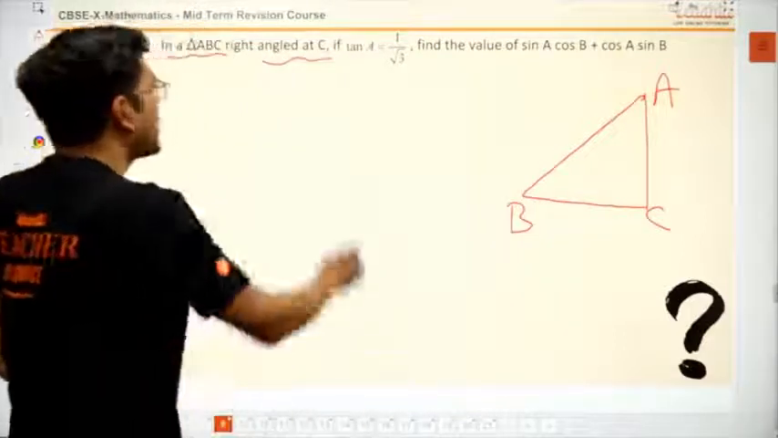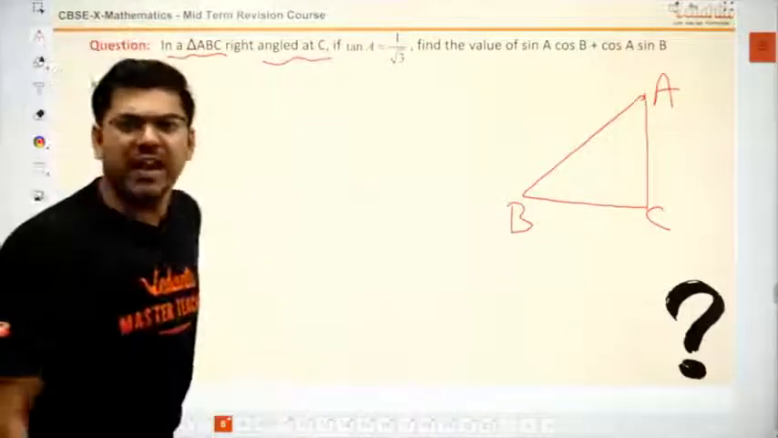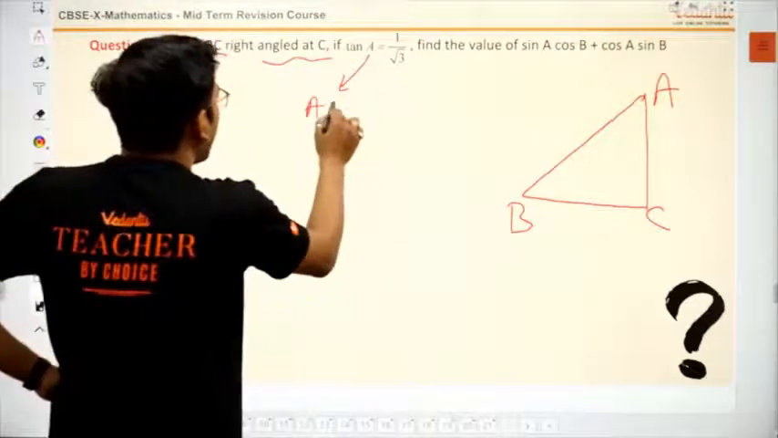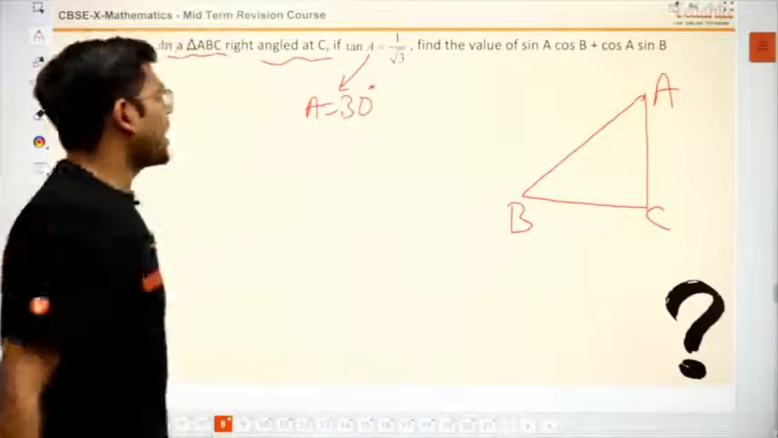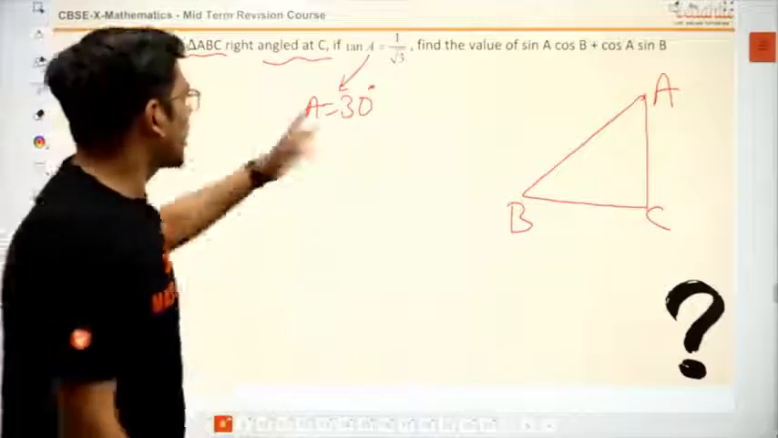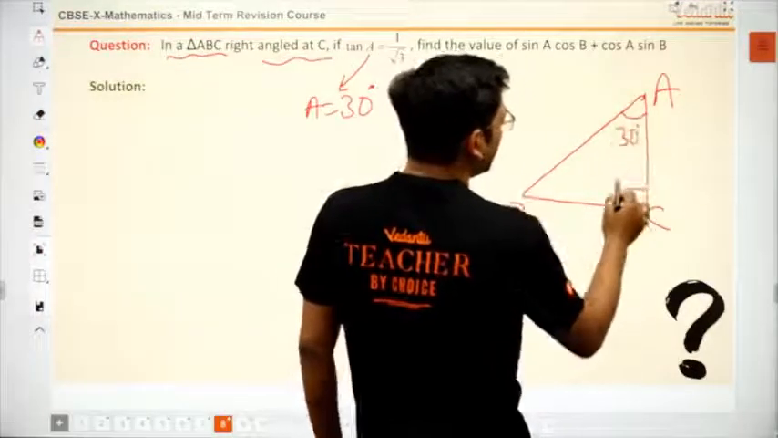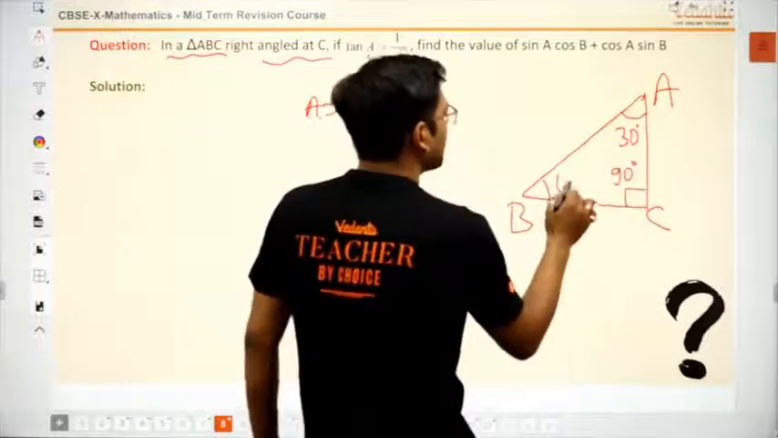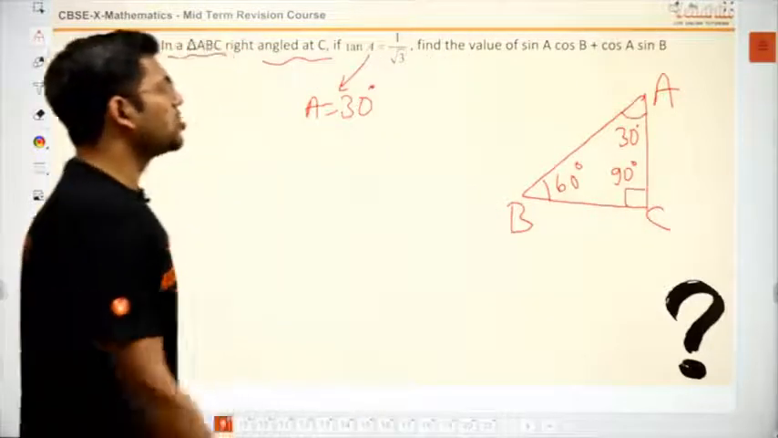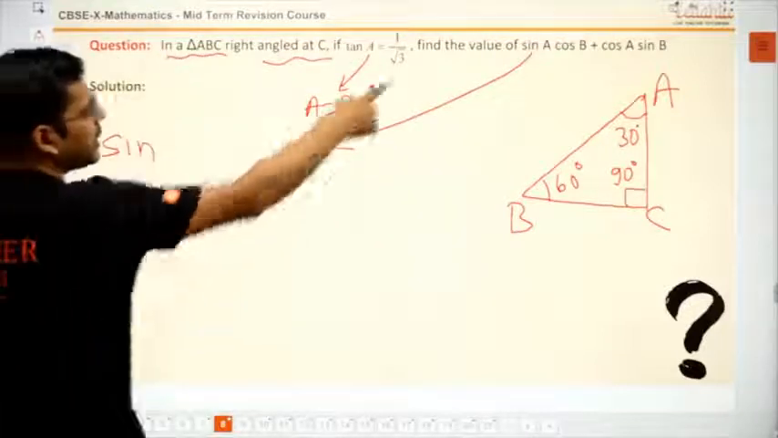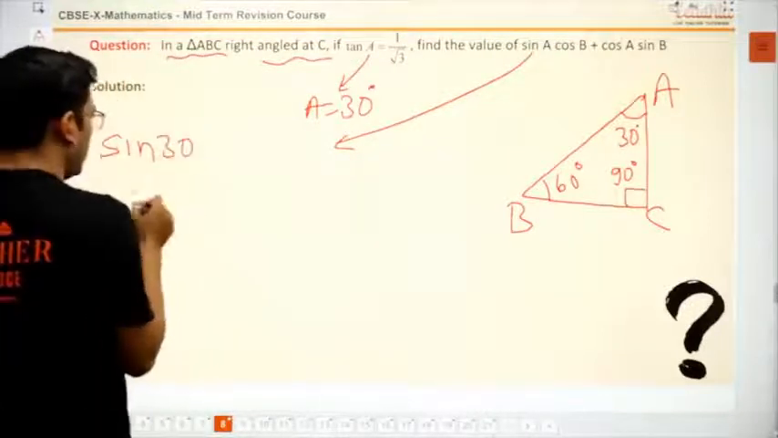Now, tan A is 1 by root 3. Do you remember the value of tan when the tan becomes 1 by root 3? I remember it. A at 30 degree. When tan is 30 degree, its value is 1 by root 3. So A comes as 30 degree. This is 90. This is 30. Angle sum property, yeah, angle sum property. This is 60 degree. You got the whole value, man. You got the whole value. Sin A. A के जगह पे 30.